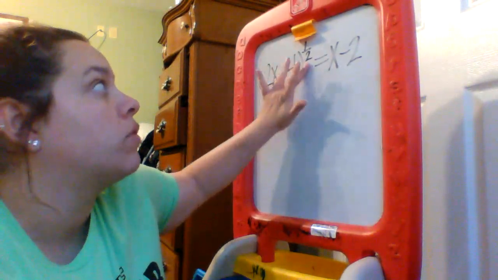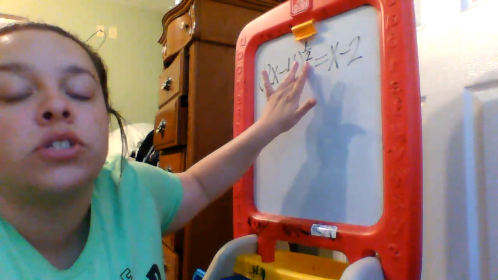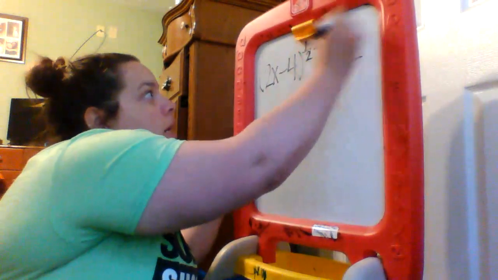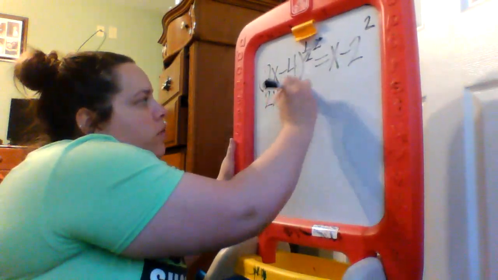All right, so to get rid of a 1/2 power, I take it to the reciprocal power, which is 2 over 1, which is 2, which is squared. So I'm going to raise both sides to the second power. So those cancel out, and I'm left with 2x minus 4 over here.